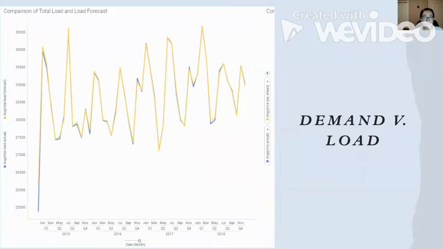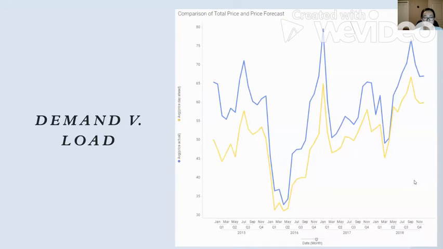So now we get into our 2 demand versus load graphs. As you can see on the bottom, the x-axis is split up by month, quarter, and then year. For this graph, we are comparing the total load and the total load forecast. And as you can see, they match quite closely. Next, we get into the comparison of total price and the price forecast as well. And as you can see, they do follow along the same kind of pattern too.